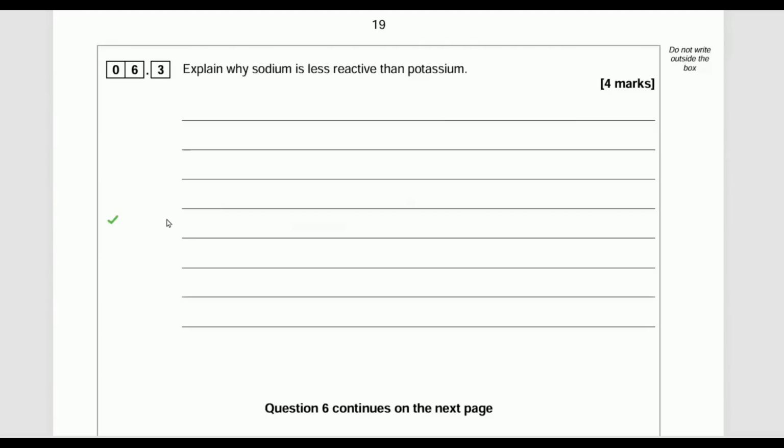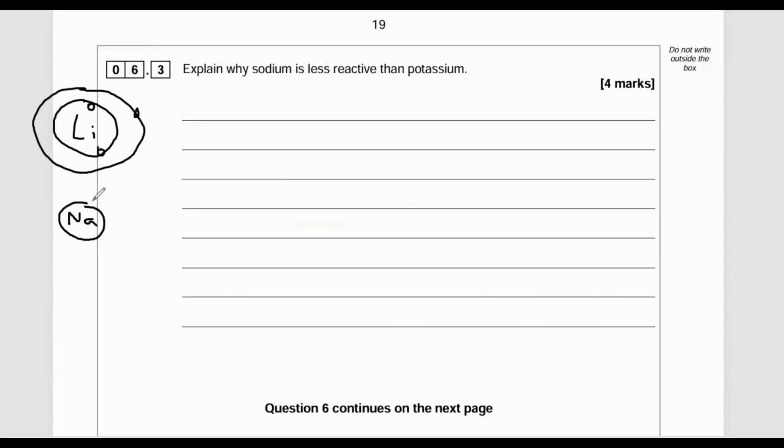My head might explode. Explain why sodium is less reactive than potassium. Okay, so if we check them out, here is lithium. Didn't ask us about lithium. Okay, so lithium is in period two, has two shells. Sodium is in period three, has 3 shells. Potassium is in period four. Guess what? Potassium's got 4 shells.